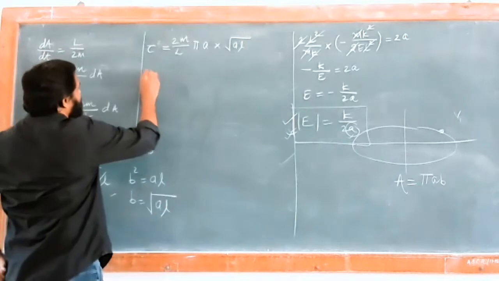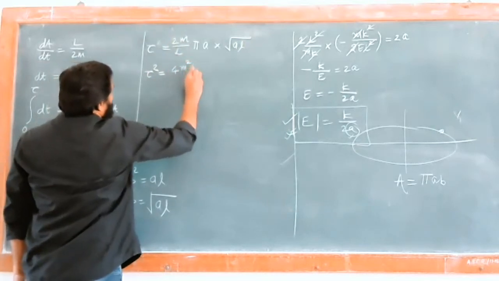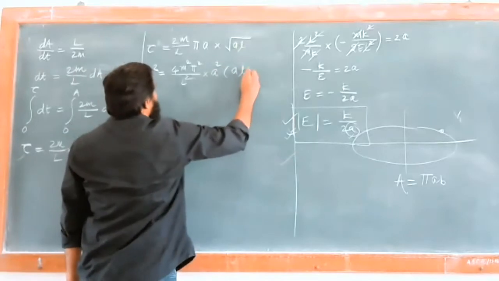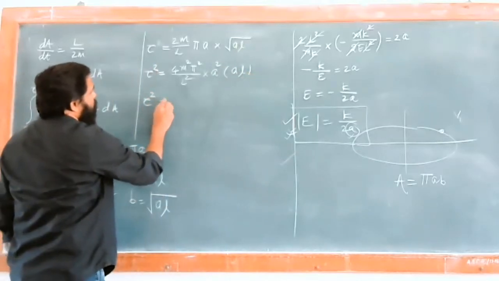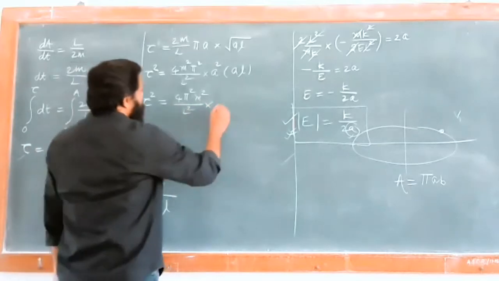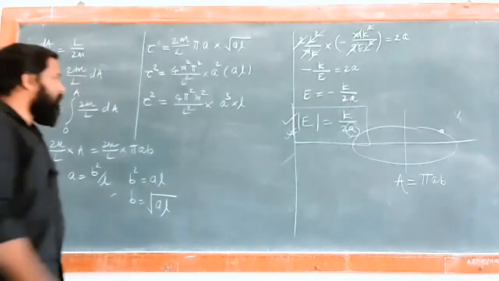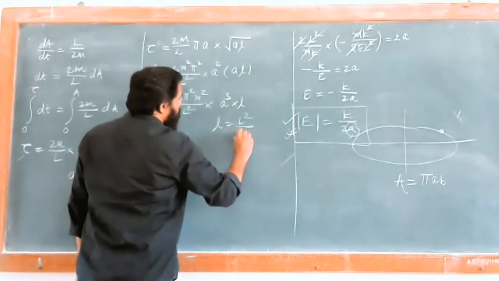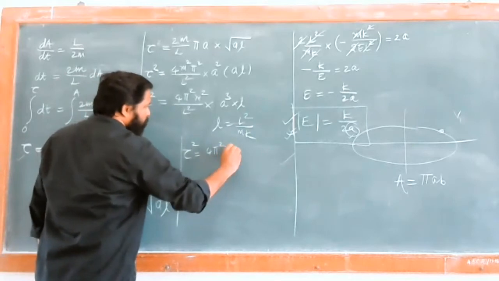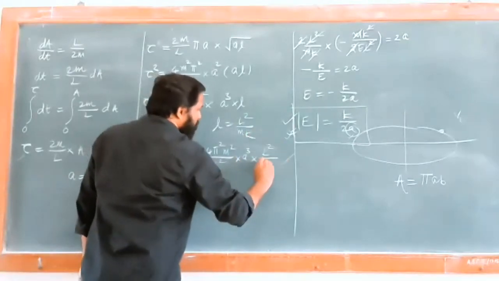So I'll square this and I can write tau square is equal to 4 pi square m square upon L square multiplied by A square into the square of this, which is nothing but A into L. So tau square is equal to 4 pi square m square upon L square multiplied by A cube into L. What is L? L is the value of the semi-latus rectum, and that value of L is nothing but L square upon mk. So I'll put it here and I can write tau square is equal to 4 pi square m square upon L square multiplied by A cube and multiplied by L square upon mk.